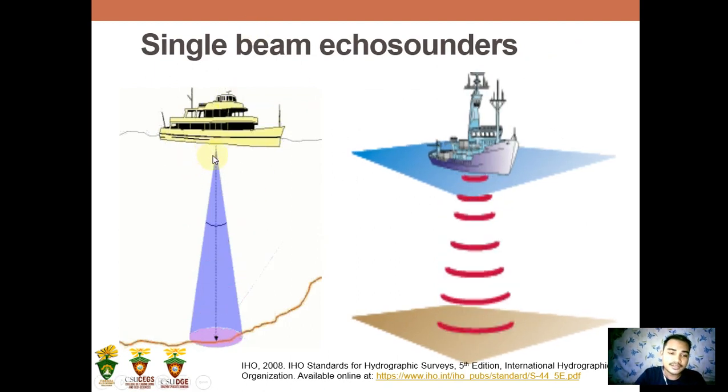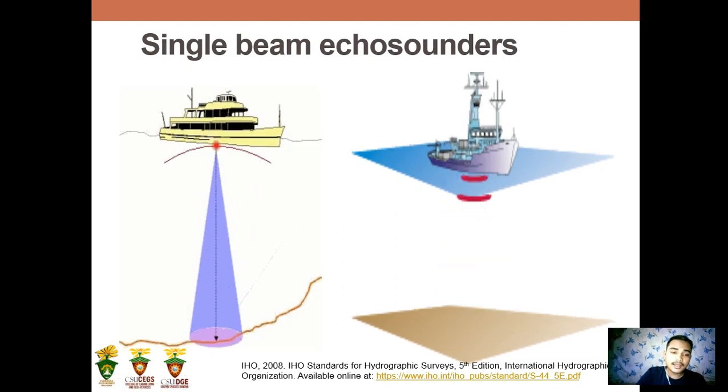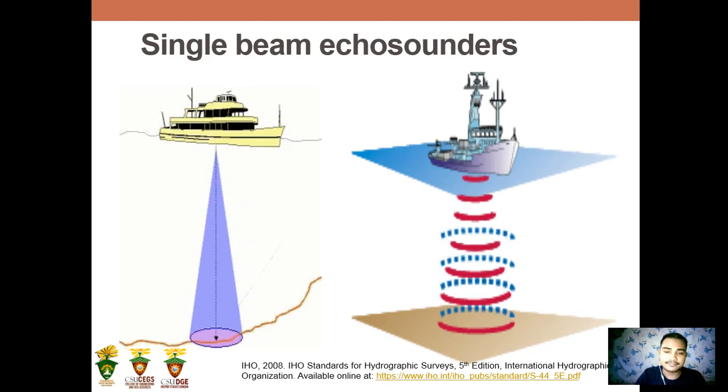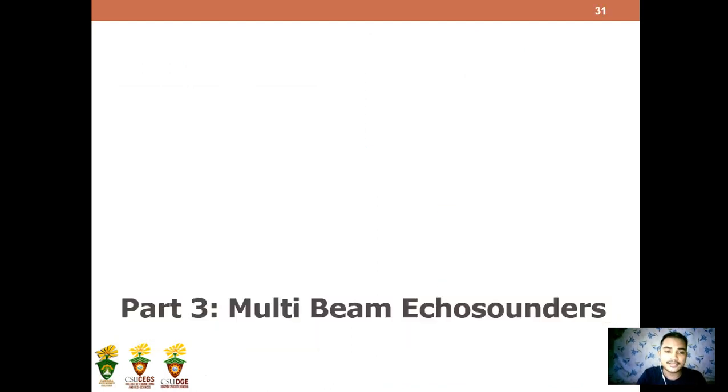So that is the beam width of the single beam. But the data obtained is directly below the vessel. It emits sound waves, then upon reaching the seafloor they bounce back, and then it is recorded right away. That's the single beam echo sounder.